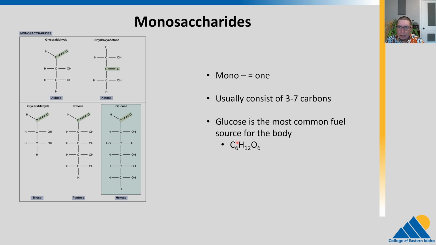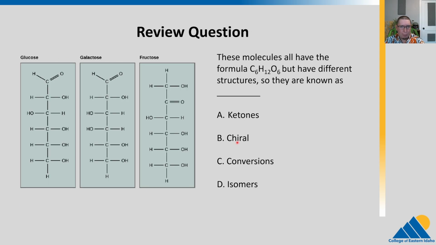Let's do a little review problem that's going to test some of our knowledge from the previous chapter here. These molecules all have the formula C6H12O6, but they have different structures, so they're known as what? Go ahead and pause the video and think about that. All right, the answer here would be isomers. These are isomers of one another because they all have the same formula, but they have different structures.